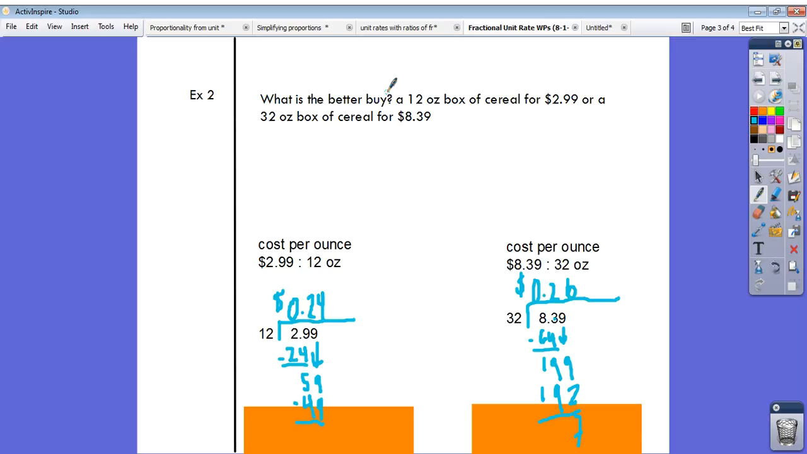If you answered the $2.99 box for 12 ounces, you are absolutely correct. We can tell that it's a better buy because the unit rate is a lower cost, a cheaper cost per ounce, whereas this one, even though it's only 2 more cents, is still more expensive. So with that, we are ready to do our practice today. Pay attention, write all of your units, and you'll do great.